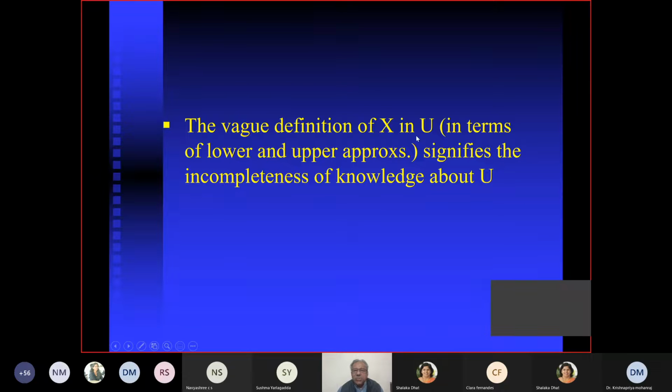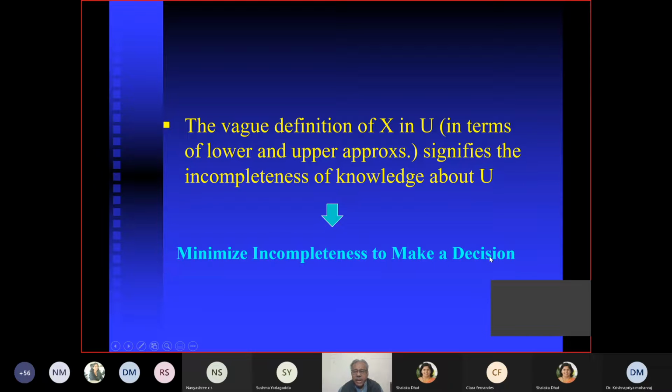So having this approximation, you have a vague definition of any set defined over this universe, and it signifies the incompleteness of knowledge about the universe. And therefore, to make a decision, you would like to minimize this incompleteness. If we minimize this incompleteness, we can make a decision. Therefore, whenever we are using this rough fuzzy entropy, we always try to minimize this entropy value in order to make a decision.